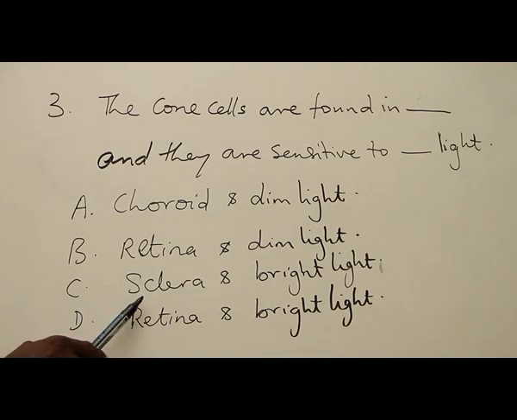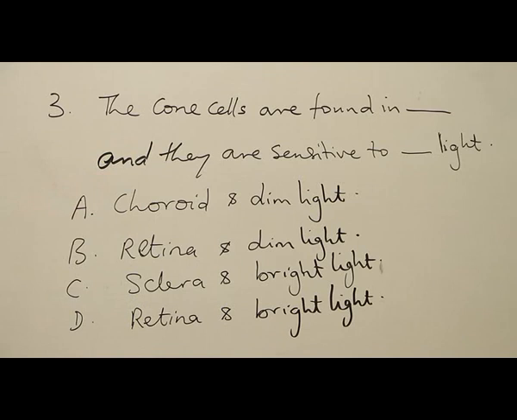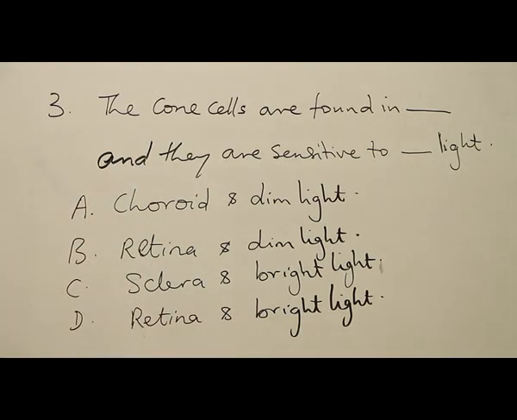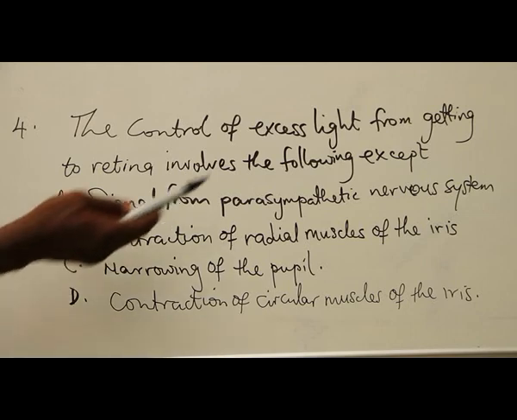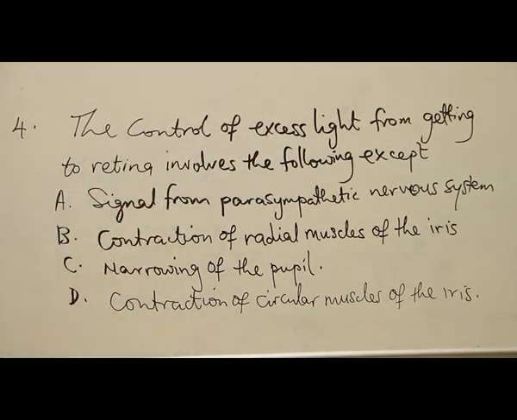C, sclera and bright light. Cone cells are not found in the sclera. The sclera is the tough, inelastic, whitish part of the eye. So, it's not the answer. D, retina, yes, and cones are sensitive to bright light. So, the answer is D.